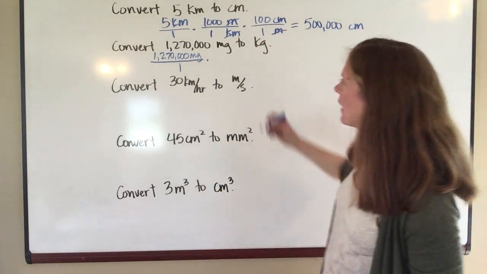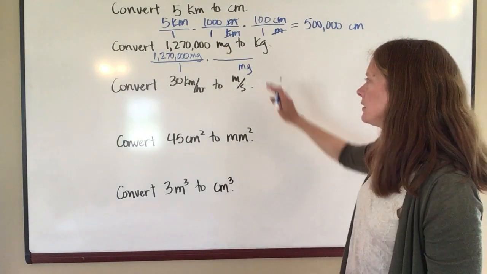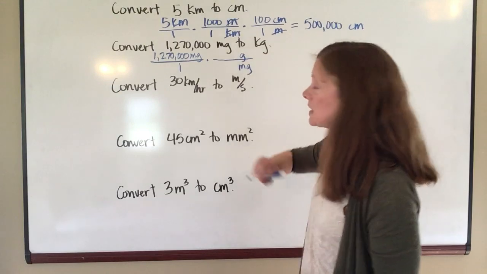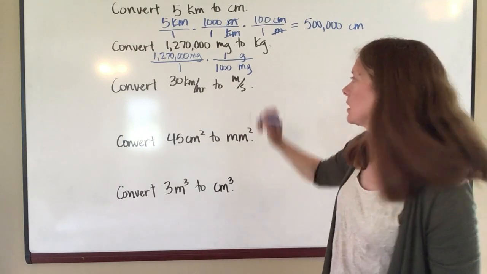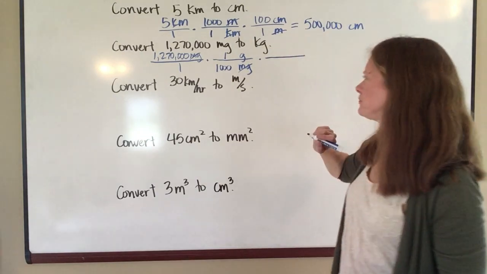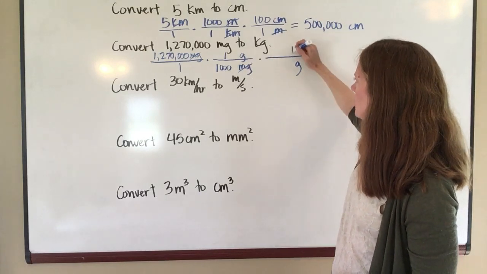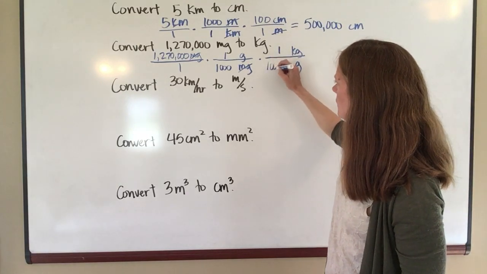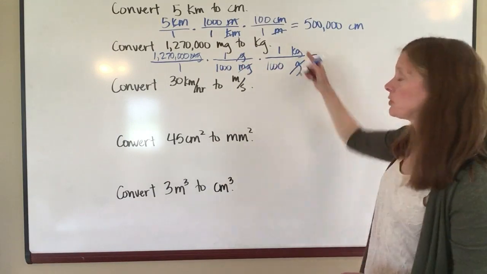Okay. How can I convert this? Well, I have to get rid of milligrams, so that has to go on the bottom. I don't know how many milligrams are in a kilogram, but I do know how many milligrams are in a gram. I know that for every 1 gram, I have 1,000 milligrams. So my milligrams will cancel. Then I need to get from grams, so that has to go on the bottom, to kilograms on the top. And so I know for every 1 kilogram, there are 1,000 grams. So my grams will cancel out. And I will be left with units of kilograms now.